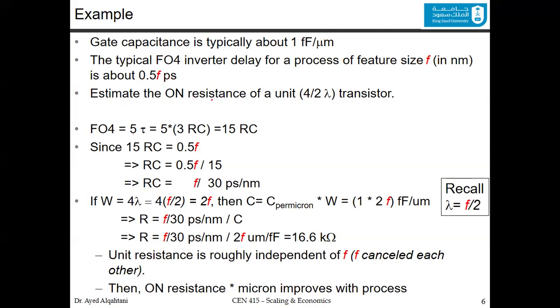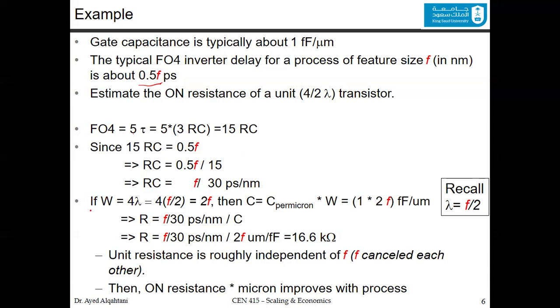Estimate the on resistance. So we're talking about the resistance that I just mentioned, of a unit transistor where the width is 4 and the length is 2 lambda. So as I said, the fan out of 4 is 5 tau, which will be 15 RC. Since 15 RC is equal to 0.5 F given by this, then the RC is actually 0.5 times F divided by 50, because we said here the fan out of 4 inverter, so we divide by 50. Now the RC from this is equal to F divided by 30 picosecond per nanometer.